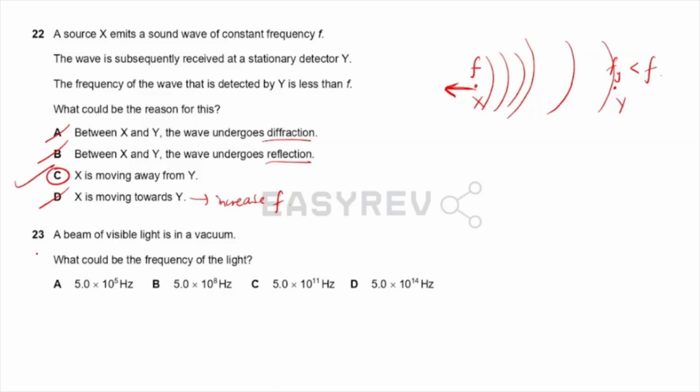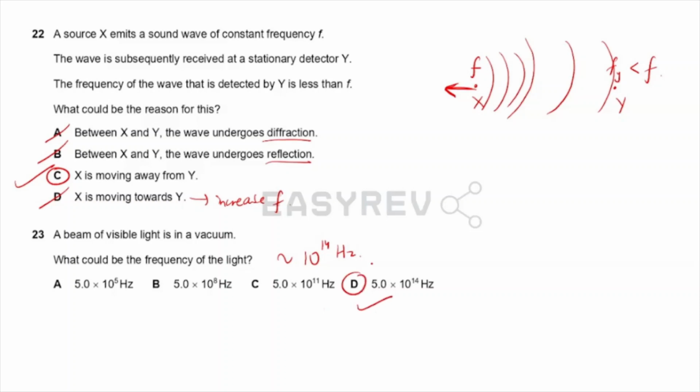Now we have question 23. A beam of visible light is in a vacuum. What could be the frequency of the light? So here you can solve this in two ways really. Sometimes students like remembering the value, or at least the order, of the frequency of light, which is 10 raised to the power 14 hertz. With that in mind, you directly get option D.